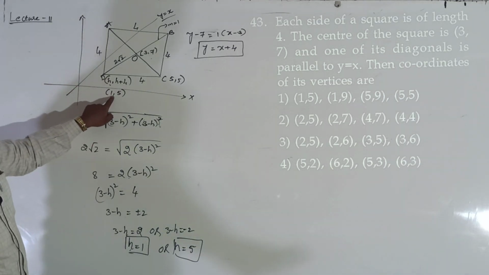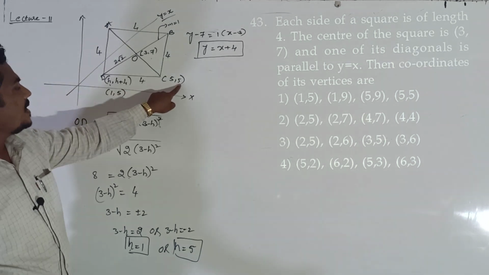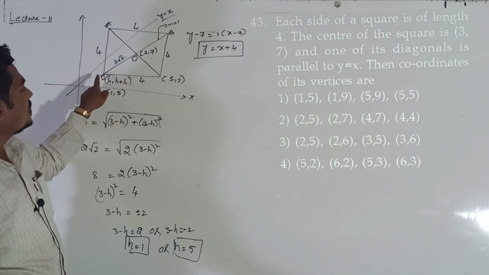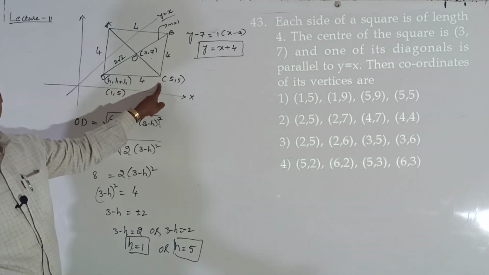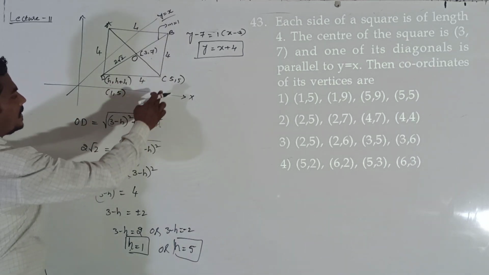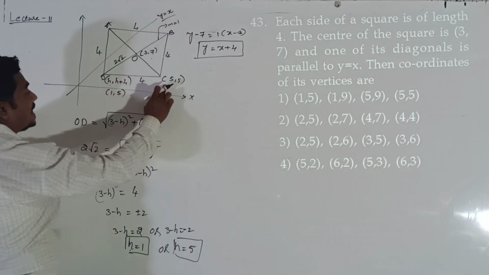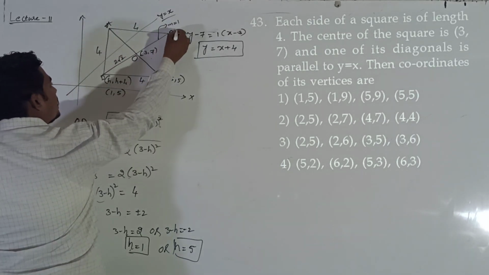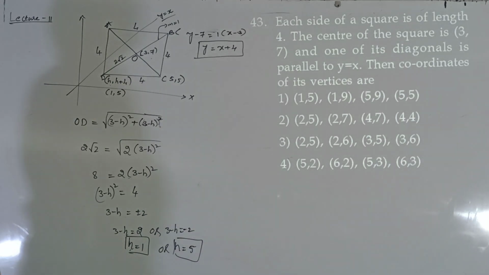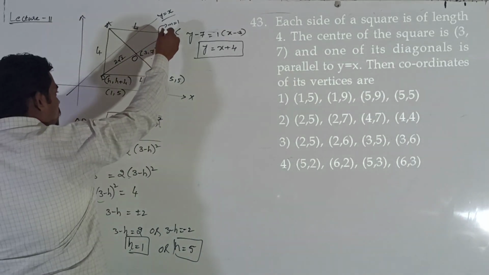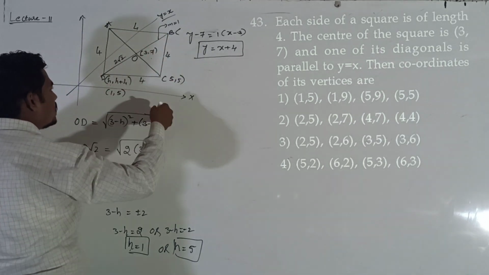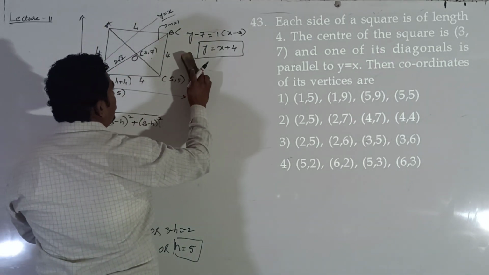This is 1 comma 5. The y coordinate remains the same. For the x coordinate, this is 1, so add this length 4. The x coordinate increased by 4, so 1 plus 4 is 5. Then the other vertex is 5 comma 5. Then can you tell me the coordinates of B? Right? Clearly this is parallel to the y axis. If it is parallel to the y axis, then the x coordinate remains the same, right?